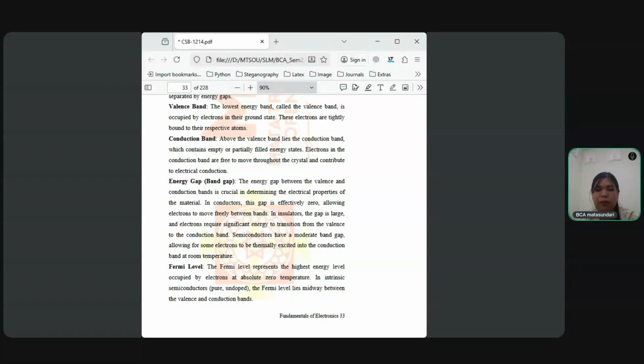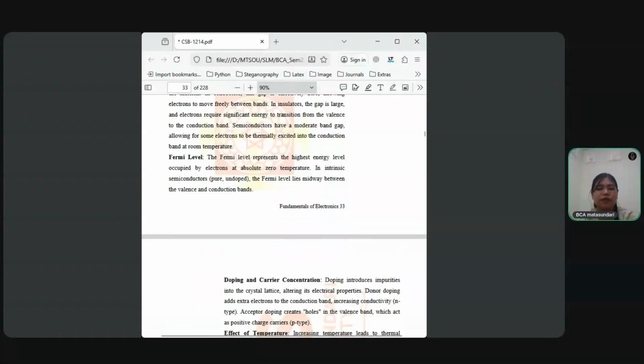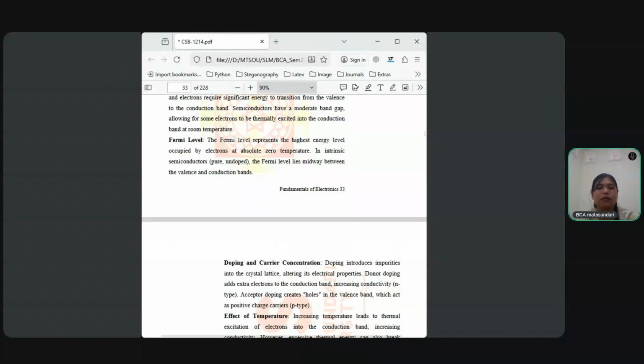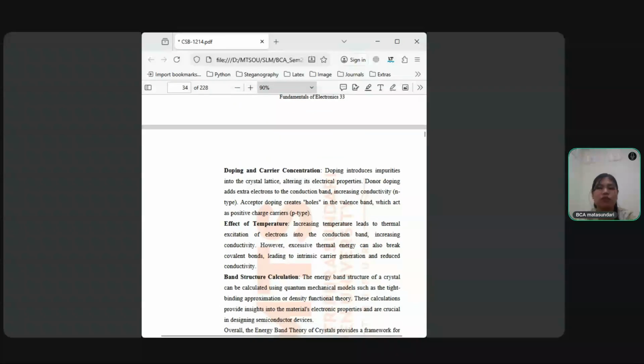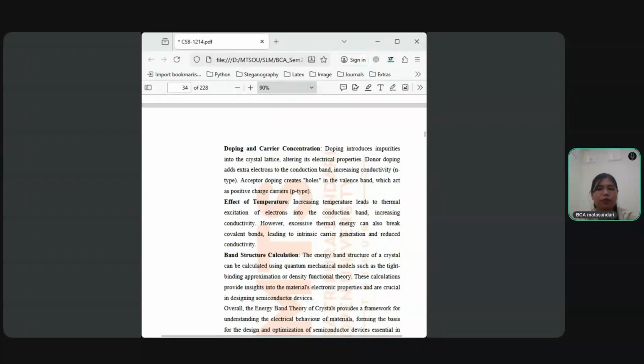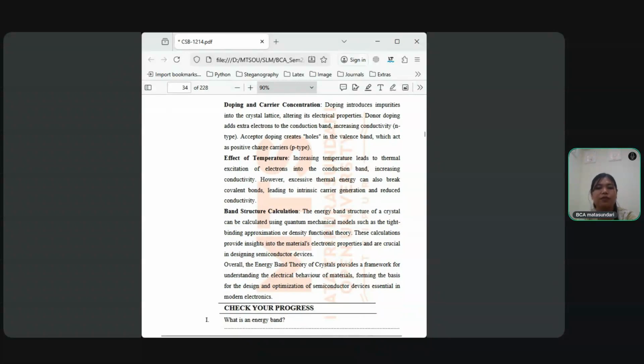Next is the Fermi level. What is the Fermi level? The Fermi level represents the highest energy level occupied by electrons at absolute zero temperature. Next, doping and carrier concentration. Doping introduces impurities into the crystal lattice, altering its electrical properties.